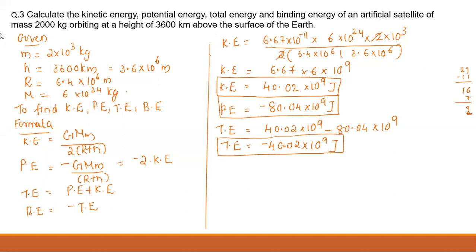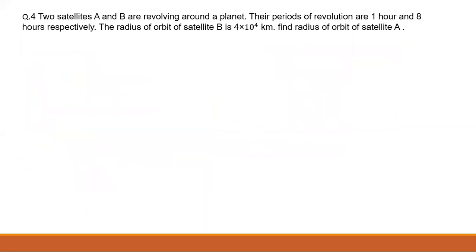Now we want to find out binding energy. Binding energy is minus TE. So minus of minus will become plus 40.02 into 10 raised to 9 joule. This is binding energy. I hope you all understood this one. Let us solve the next question.